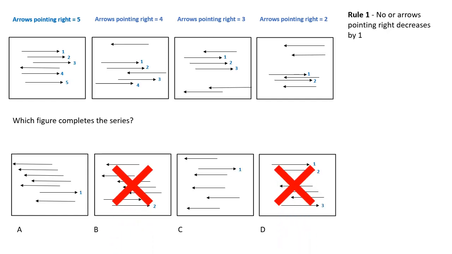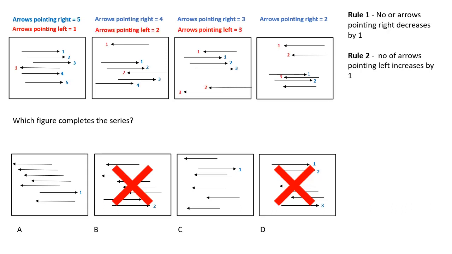And the second rule is that the number of arrows pointing left increases by 1. So in the first figure there's only 1 arrow pointing left, in the next there are 2, then there are 3, and in the last there are 4. So we know that in the next figure there should be a total of 5 arrows pointing left, making the correct answer C.